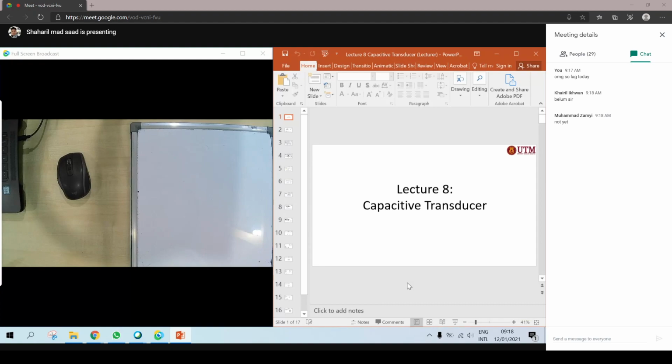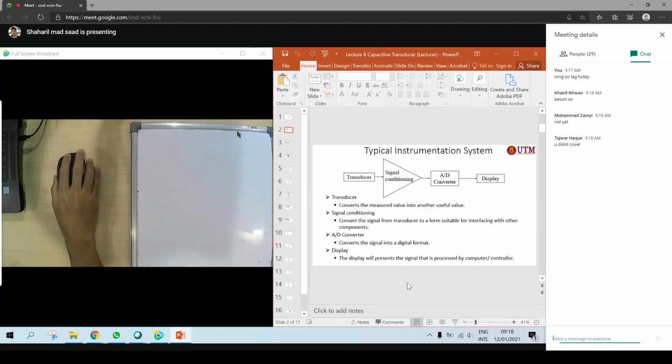Okay, good. All right. Capacitive transducer. This is the second last topic. Typical instrumentation system. This is what we have known before. So transducer, and then we have the signal conditioning, analog to digital, and also display.